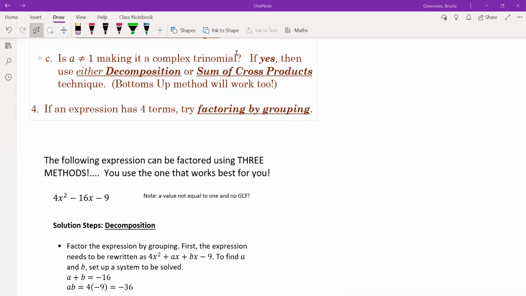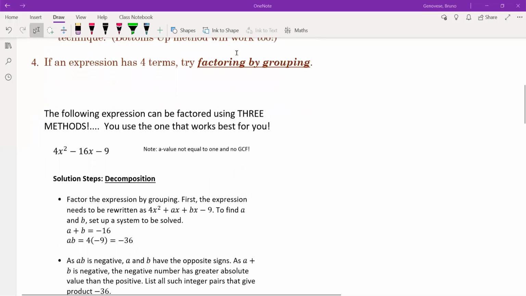And if it has four terms, you can try factoring by grouping. Now, factoring by grouping isn't covered specifically in any of the video lessons, but I'll show you how it works in the decomposition technique. Okay, so I've given you an example here, 4x squared minus 16x minus 9. We'll run through the different possibilities and show you how three methods can be used to factor this, and you have to decide which one is going to work for you.